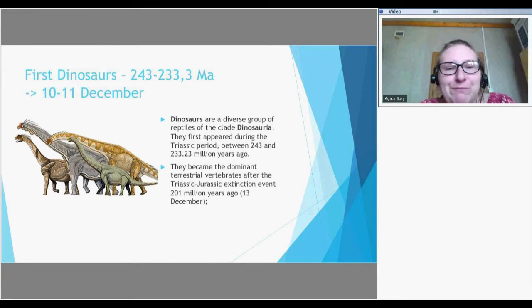Dinosaurs. First dinosaurs appeared around 230 million years ago, so it's around 10th, 11th December. They appeared in the Triassic period, and at the end of Triassic, beginning of Jurassic, there was a big extinction event. It was 200 million years ago. In our year, 13th December, and after that time, they became the dominant terrestrial vertebrates.